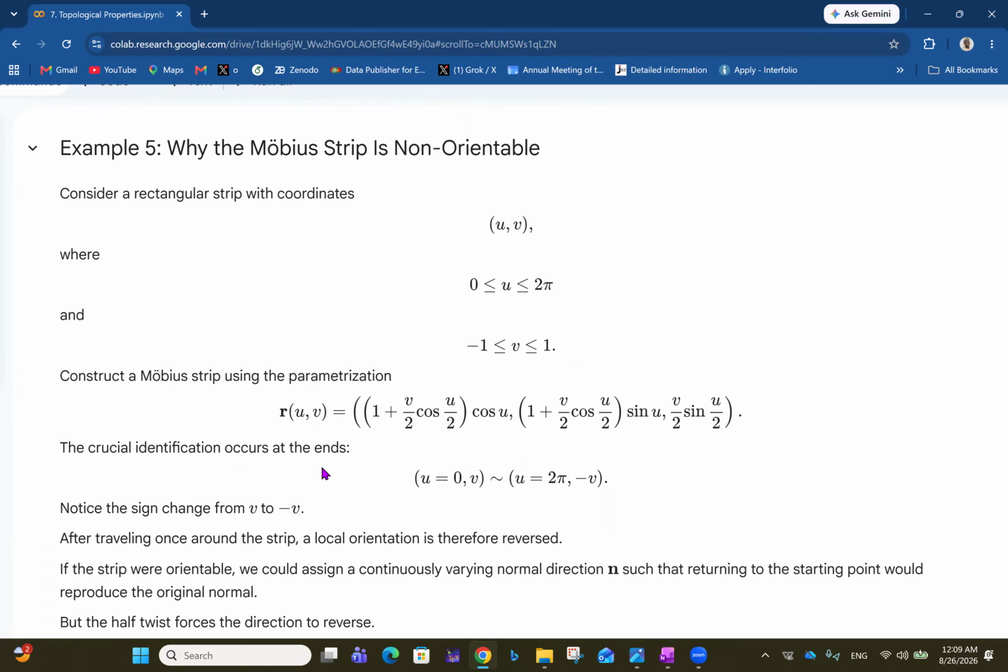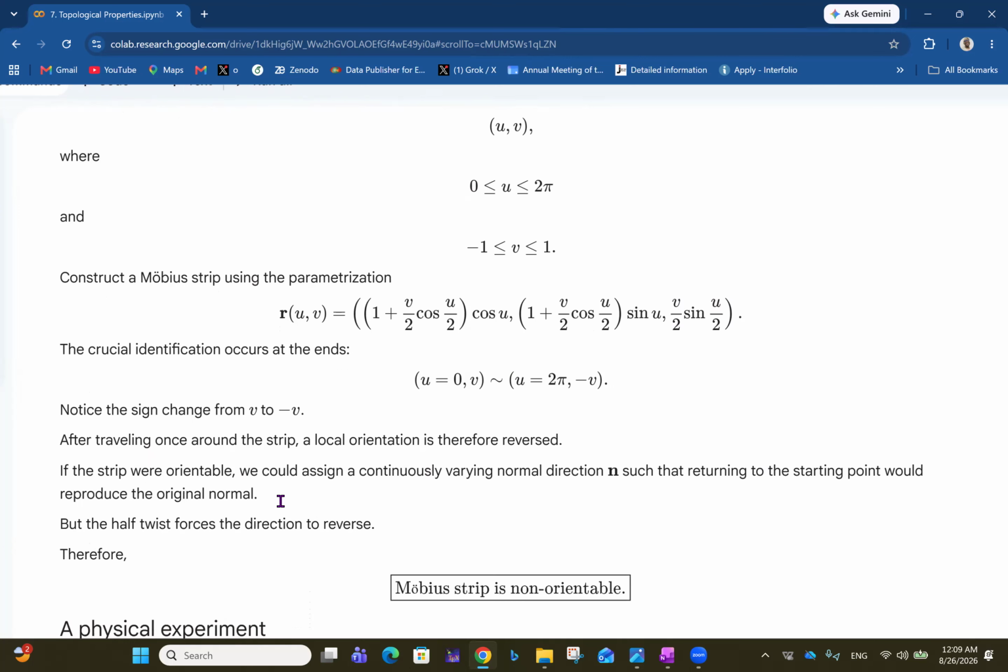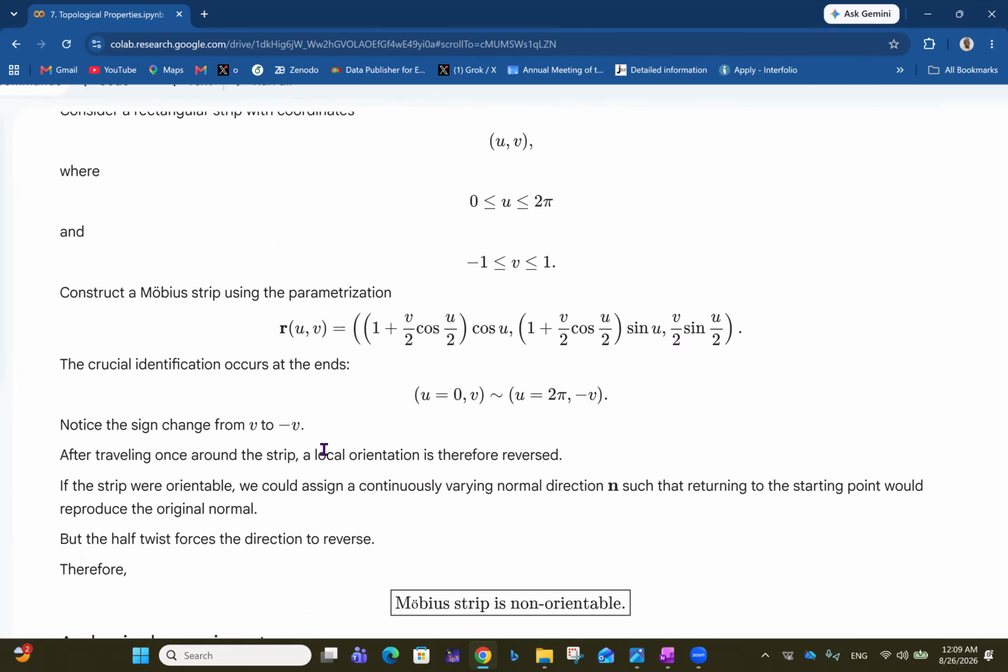The crucial identification occurs at the ends. So you have (u = 0, v), which is identified with (u = 2π, -v). Notice the sign change for v. Starting from v, you end up with -v. So you have the sign change from v to -v. That means that after traveling once around the strip, the local orientation is reversed.